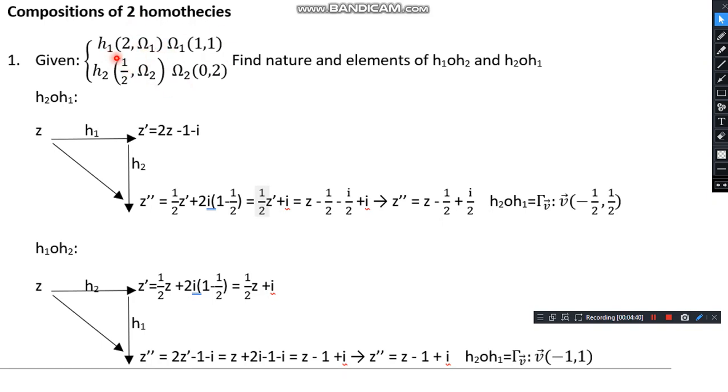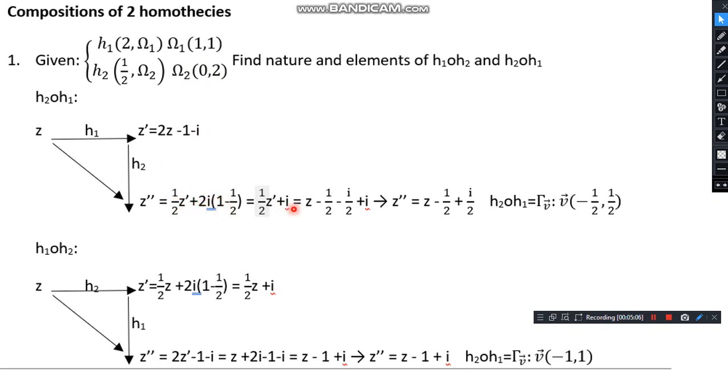Let us take this example. Here we have homothecy 1 ratio 2 center gamma 1, homothecy 2 ratio half center gamma 2. So I'm going to start by H2 rho H1. So H1 will be z prime equal to z plus 1 plus i into 1 minus 2. You have this one. Then H2, so z double prime will be half z prime plus 2i into 1 minus half.